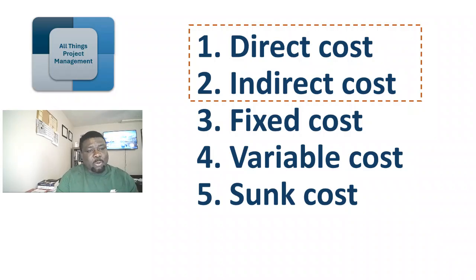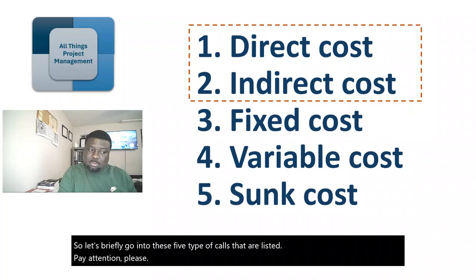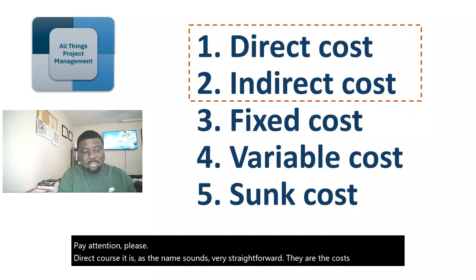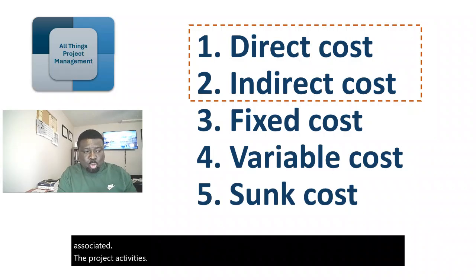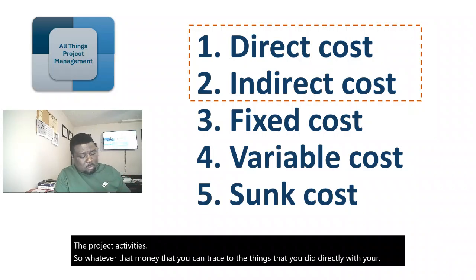So let's briefly go into these 5 types of costs that are listed here. Pay attention, please. Direct costs are, as the name sounds, very straightforward. They are the costs that are associated with the project activities. So whatever money you can trace to the things that you did directly with your project is referred to as what? Direct costs. What about indirect costs?